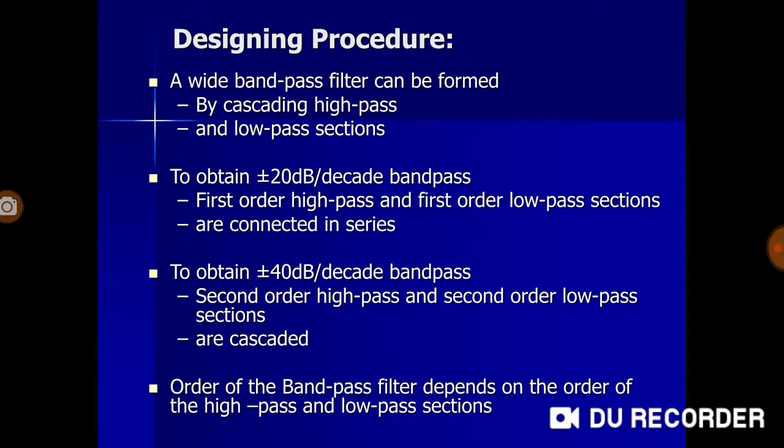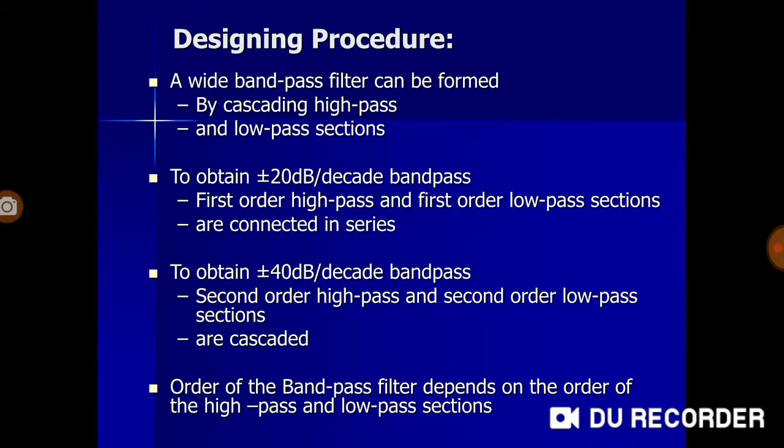And the next thing is the design. Since we know how to design low pass and high pass, designing the low and high will be enough. First the input will be fed to the high pass filter, and the output of the high pass filter will be fed to the low pass filter. This is how it will go, so we are cascading it. Now, to obtain a plus or minus 20 dB per decade band pass, we need to use a first order high pass and a first order low pass section, and connect them in series. And to obtain plus or minus 40 dB per decade band pass, we need a second order high pass and then a second order low pass, cascaded or in series.